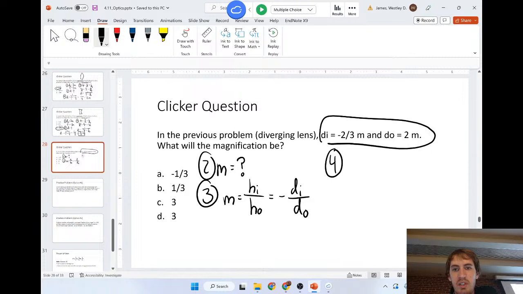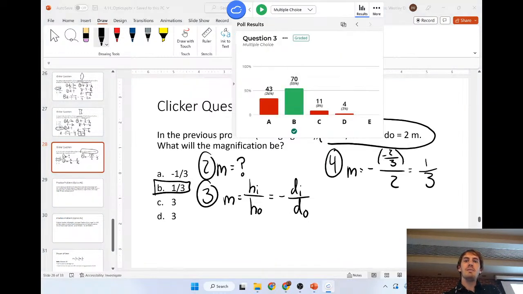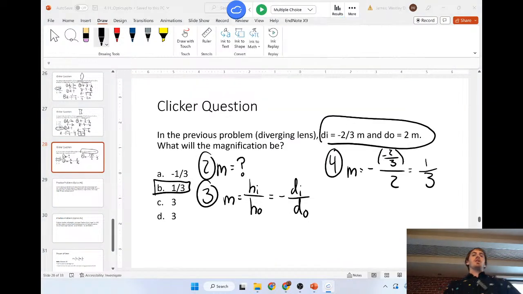So step 4, plug and chug. It's negative 2/3 over 2. Those 2's will end up canceling, those negatives will end up canceling, and you get positive 1/3. So, mathematically, you can get the answer.